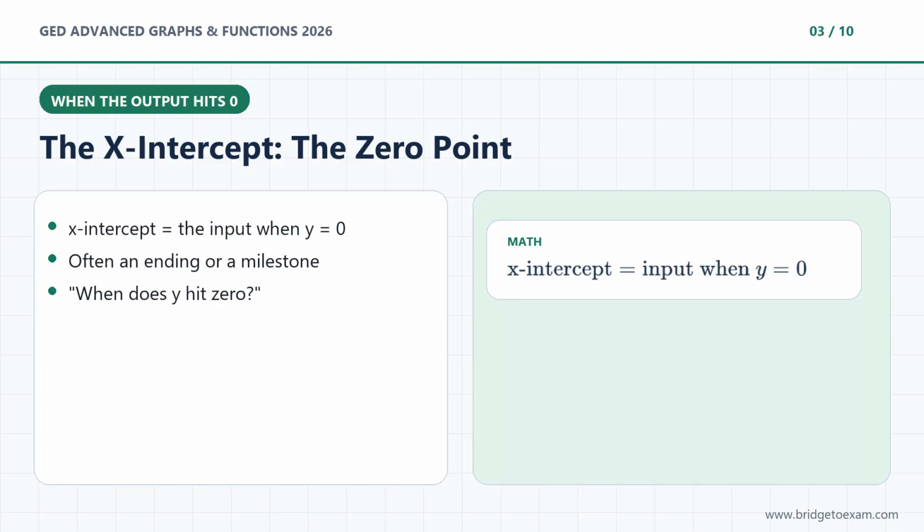The x-intercept has meaning too. It is the input when the output is 0. That often marks an ending or a milestone. A candle burns out, a battery dies, a loan is paid off, or a tank runs empty. So ask, what does it mean here for y to reach 0? That moment is the x-intercept.